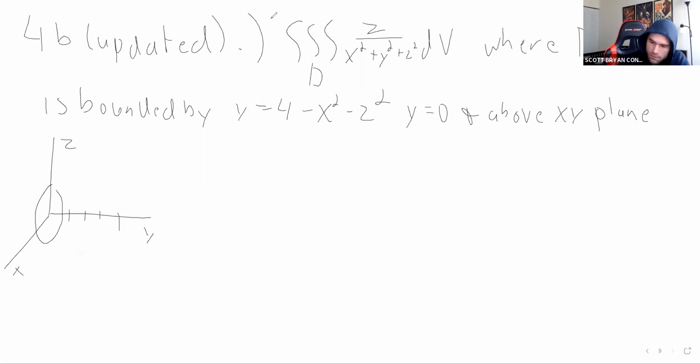Hang on. This is not much better. And we're getting the top half of that, the part above the xy plane. So instead of actually trying to draw that, I'm just going to say the top half is what we're getting. Okay. So there are different ways to do this. But there's definitely an easiest way here.